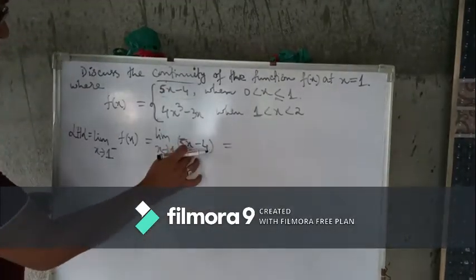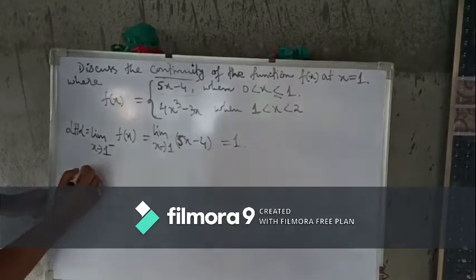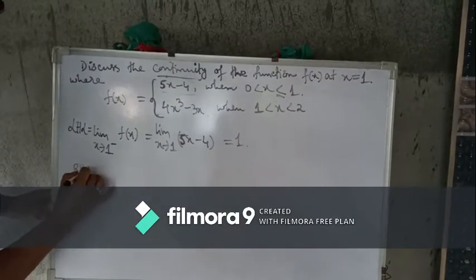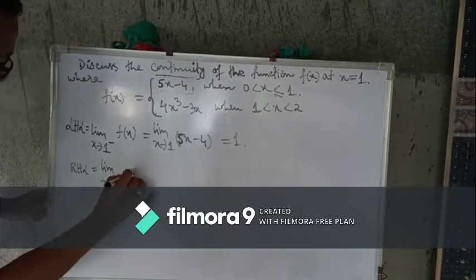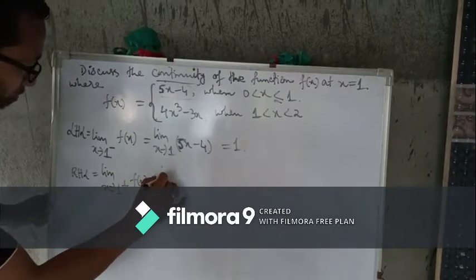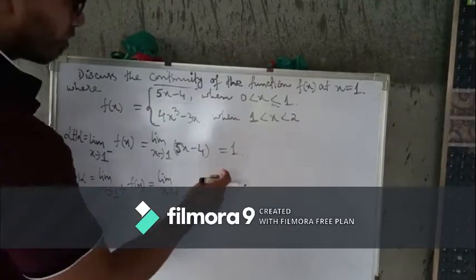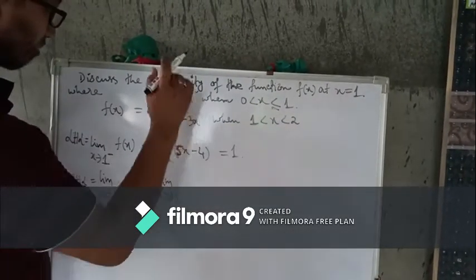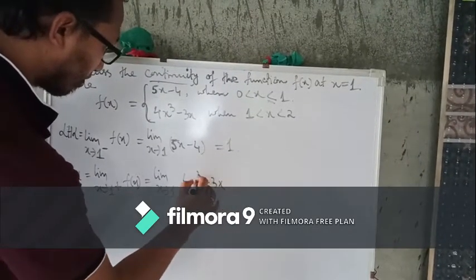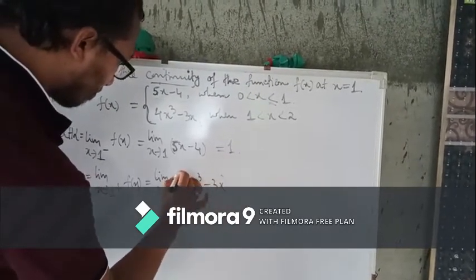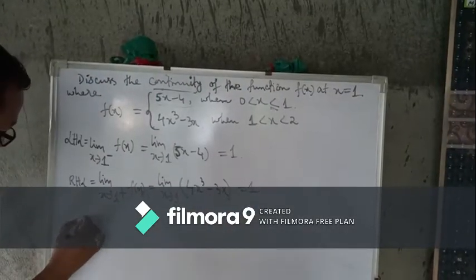If you put x equal to 1 here, 5 into 1, 5 minus 4 is 1. Then the right hand limit, RHL, equal to limit x tends to 1 plus f(x). That means more than 1 is this, so we are going to use this function 4x cube minus 3x, equal to 1. Up to this they are okay, so we are going to the third step to find f of 1.